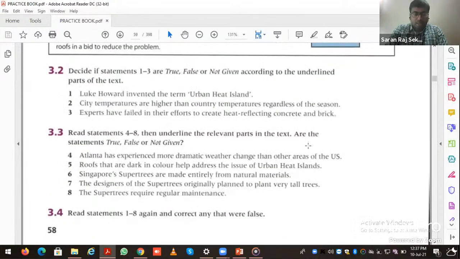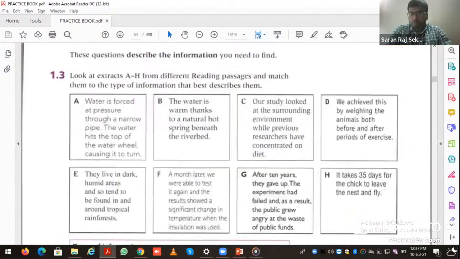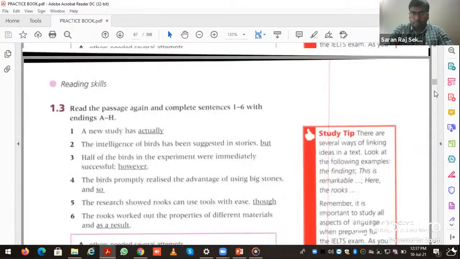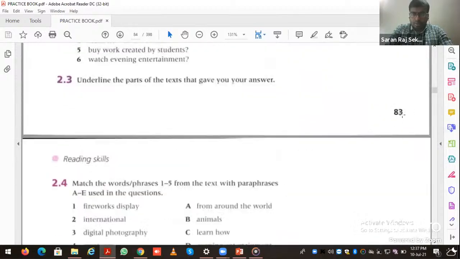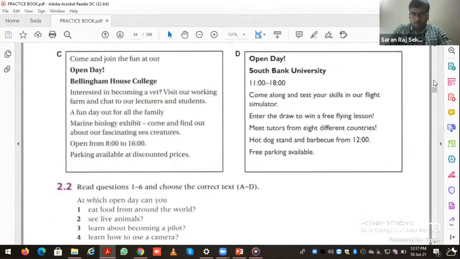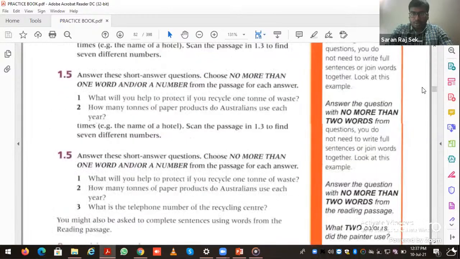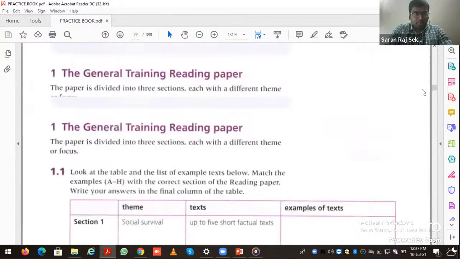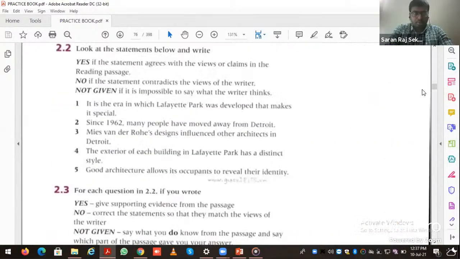So let me show another example, maybe one or two questions in yes, no, not given questions. So page number 75. Okay. I hope you guys are clear with true, false, not given questions. Even yes, no, not given questions are similar to true, false, not given questions. But here, the only thing is we have to identify whether it is a view or a claim. And based on that, we have to decide our answer. Let me show you an example.